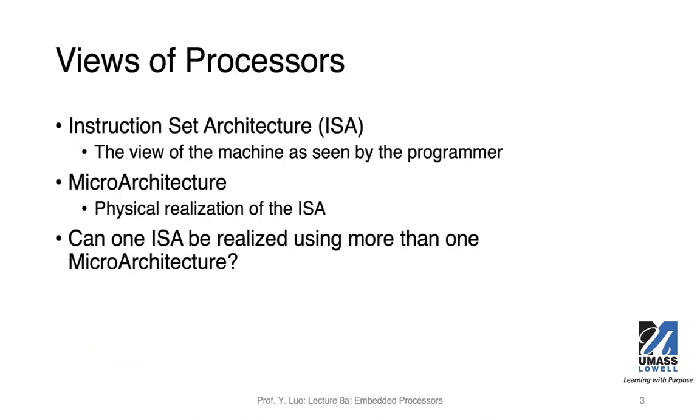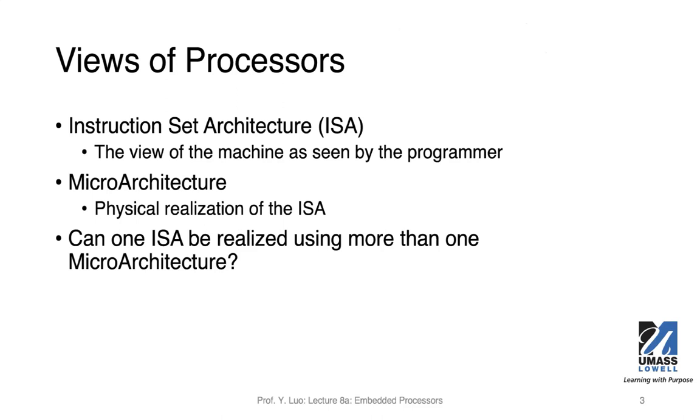So first, how do we view different processors? Of course, you can say this processor is from vendor A, that processor is from vendor B. But overall, these processors from different vendors may share common characteristics. And one of the major characteristics is the instruction set architecture. Instruction set architecture, or ISA in short, is an abstraction of the processor or abstraction of the machine as seen by the programmer.